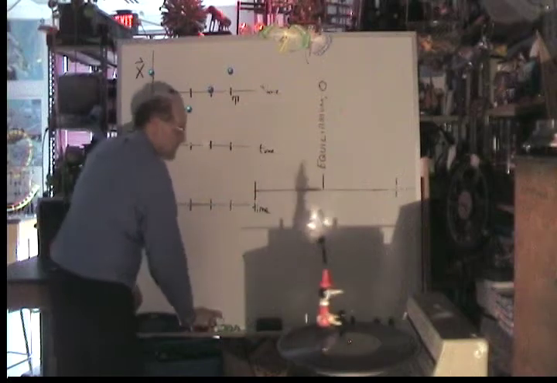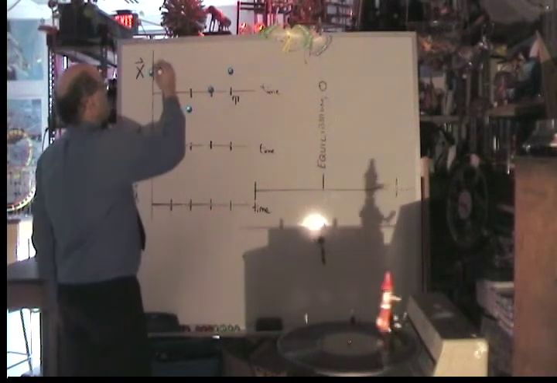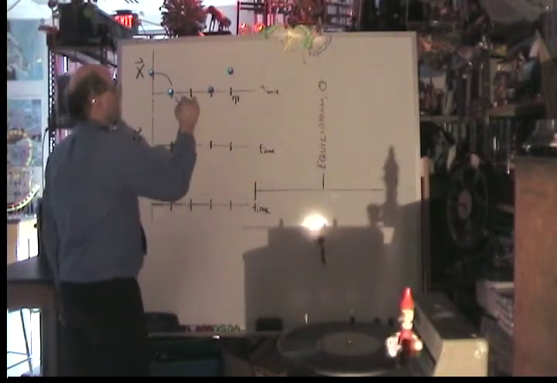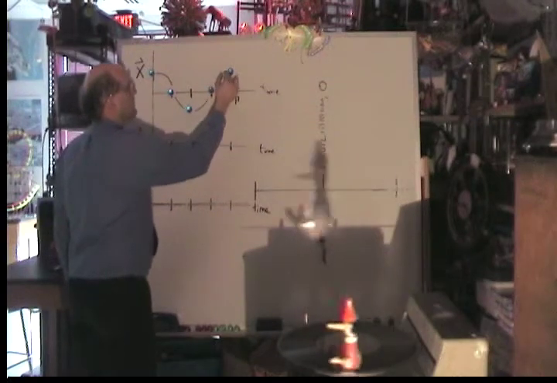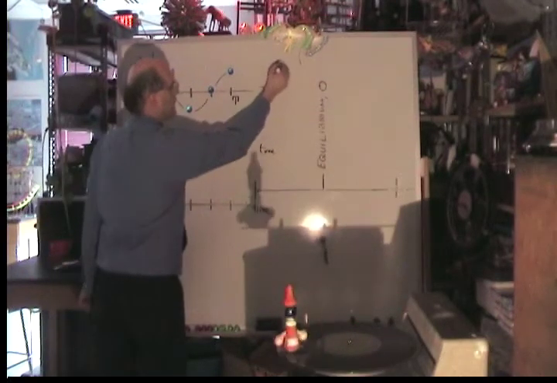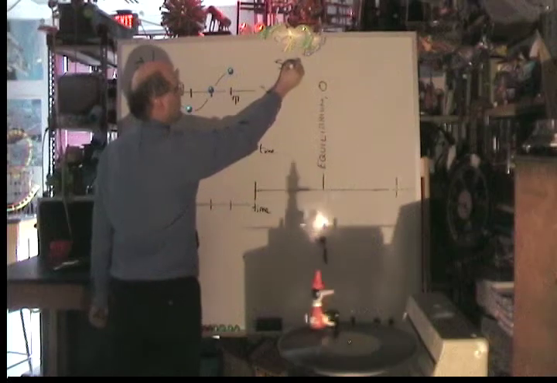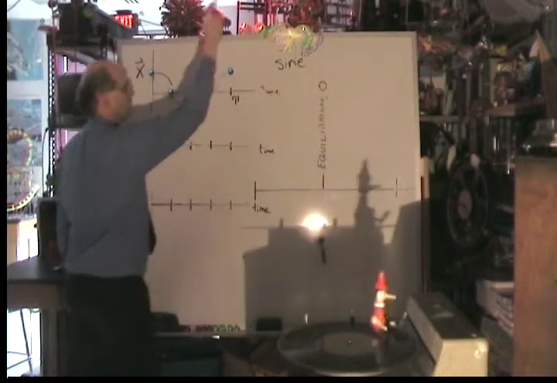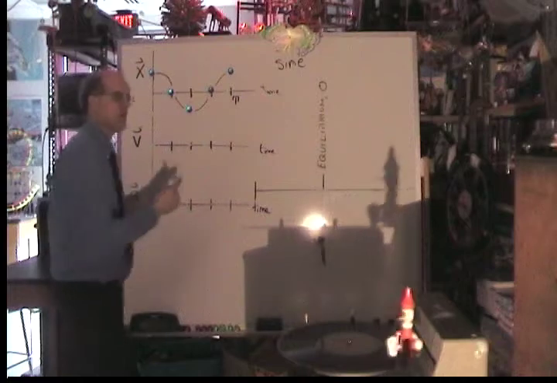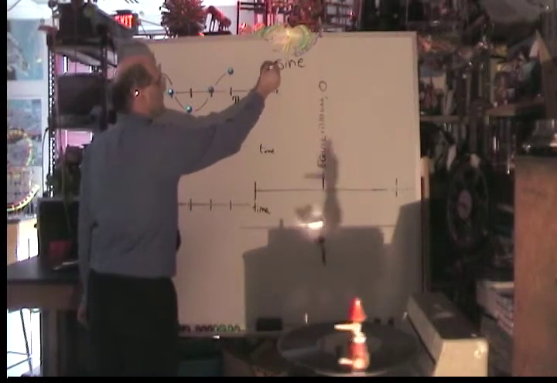If we draw a best fit, we get a sine curve. More specifically, it's a cosine curve.